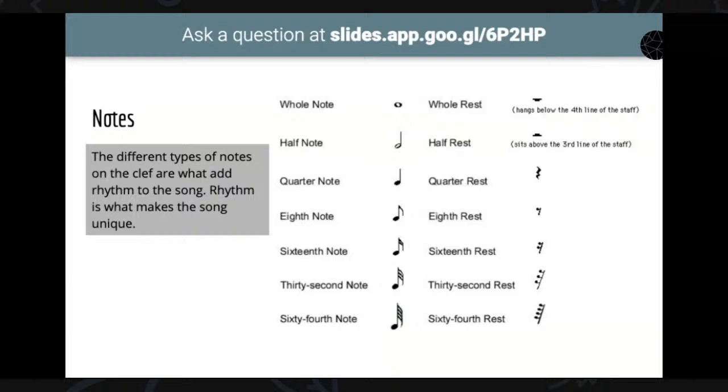Rests are represented by the list on the right. Rests are the opposite of notes. They signify when the musician takes a pause in playing. The rests are basically the same as notes, however, it doesn't matter where they are on the staff. The only exception is with the whole rest and half rest. Since they are so similar in the way that they look, their placement matters.